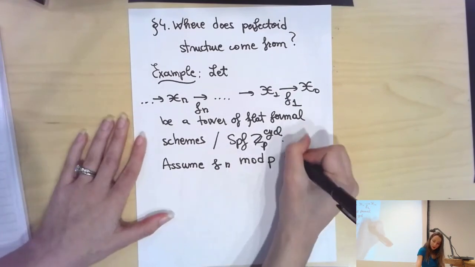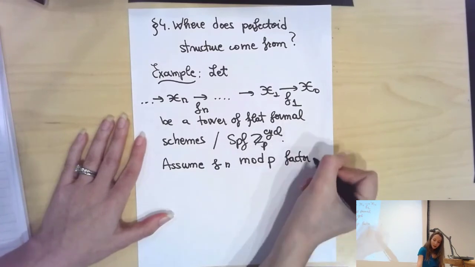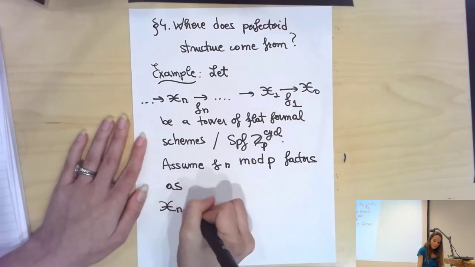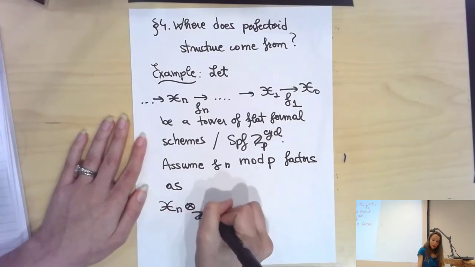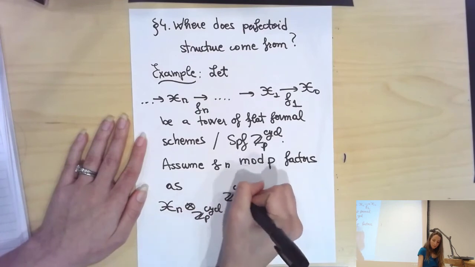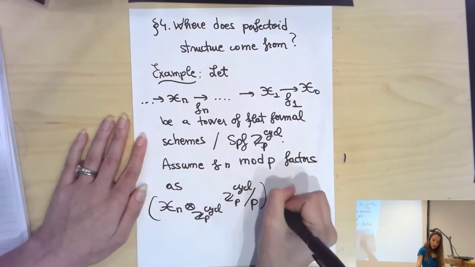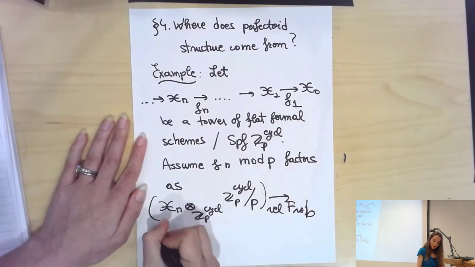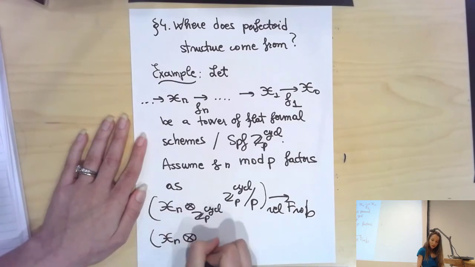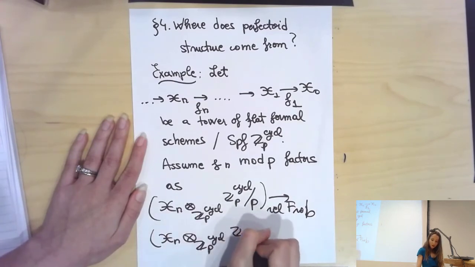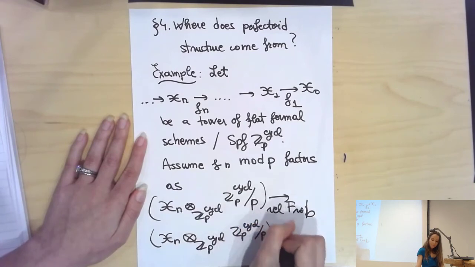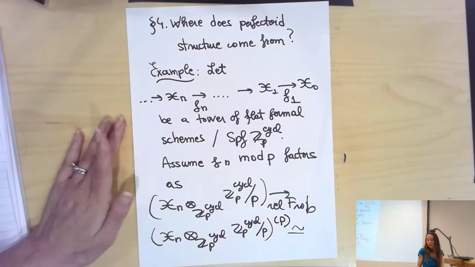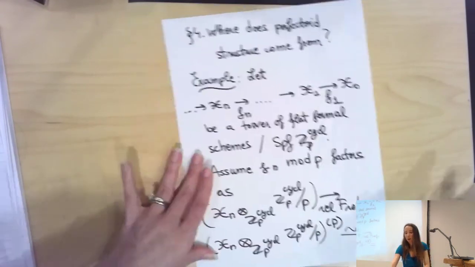So maybe factor as X_n, you reduce this mod p, you have the relative Frobenius just to X_n tensor Qp cyclotomic, same thing mod p. And then an isomorphism with what you see at level n-1 in the tower.